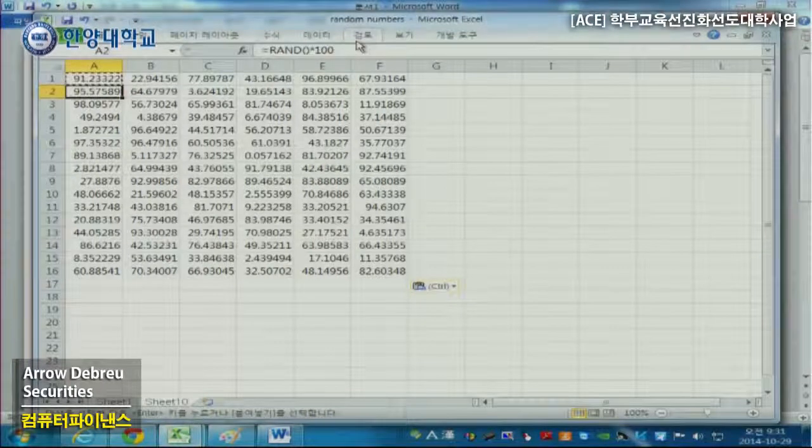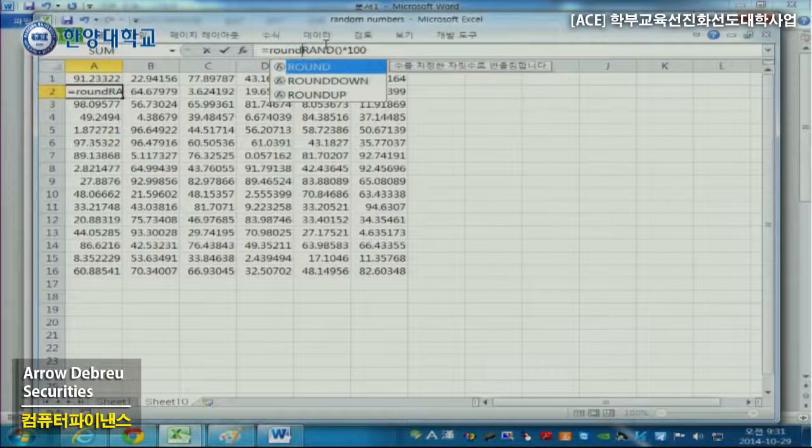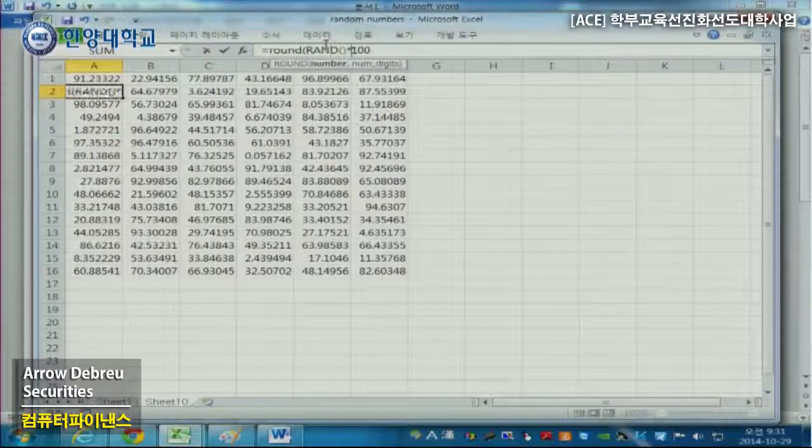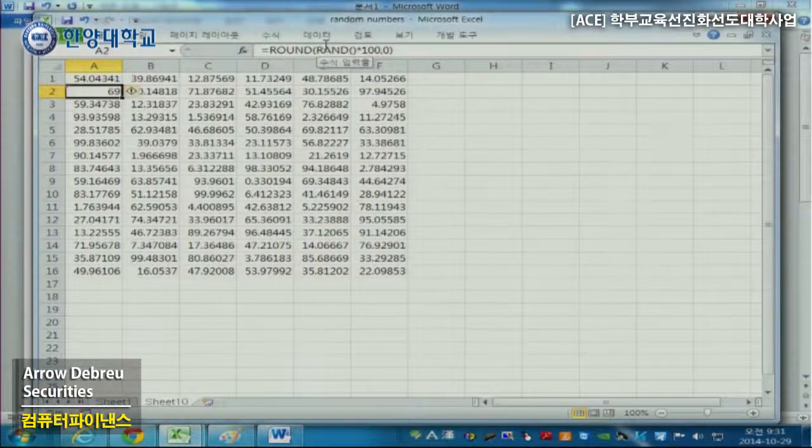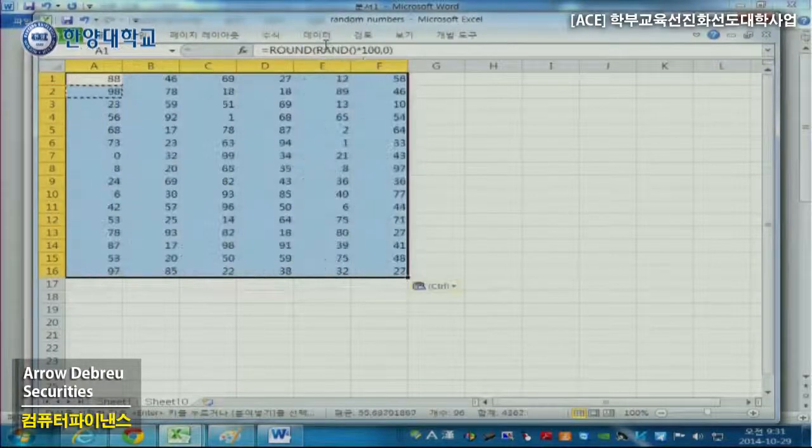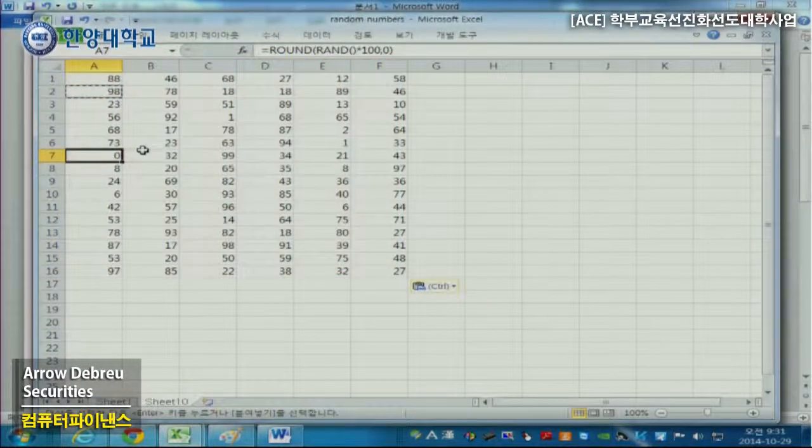Okay, any idea? Okay, it is a good start. And then what if we do the round? In Excel there is a function for the round, round up or round down, something like this, with digit 0. Then do you think it is right? No, because there is a 0, right? I don't want 0. I want a number between 1 to 100.